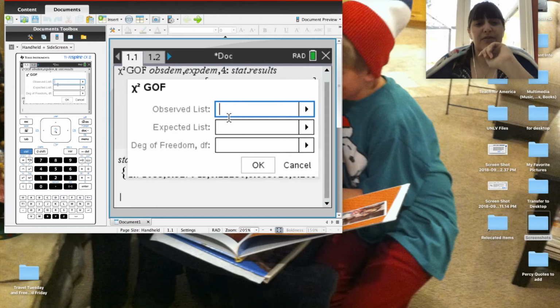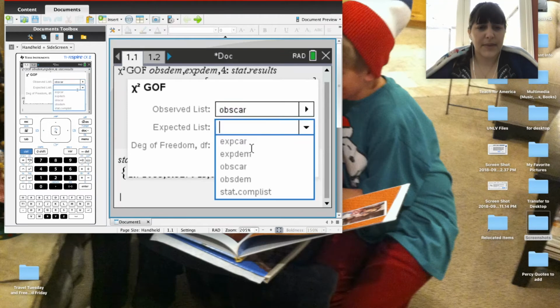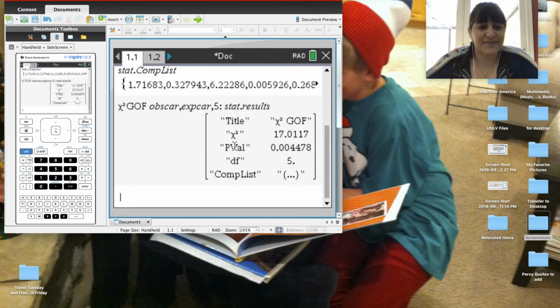And it asks me for my observed list and my expected list. So this is my column of observed values, and this is my column of expected values. So here, my observed list is the one with the car, so observe car. My expected list, again, is EXP, but the one with the car. And then my degrees of freedom here is 5, and I'm going to press OK. Look at that. When you run that, there's your chi-squared value, your p-value, degrees of freedom, and then there's this thing that says comp list. I'm going to show you what that is in a moment.